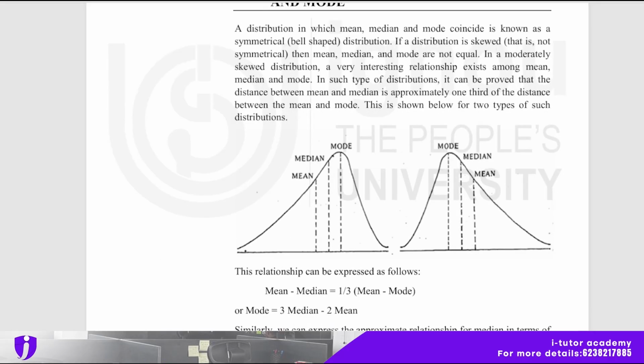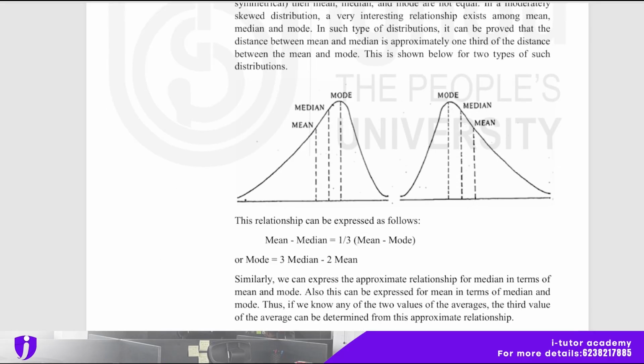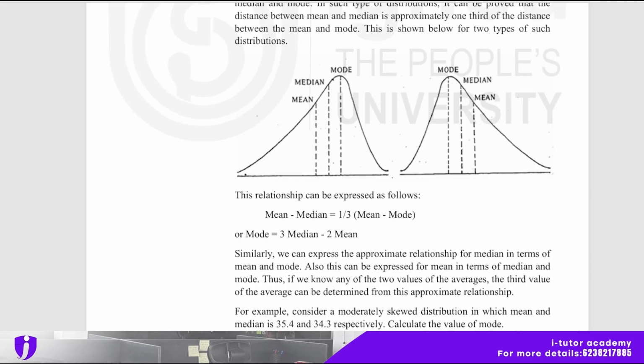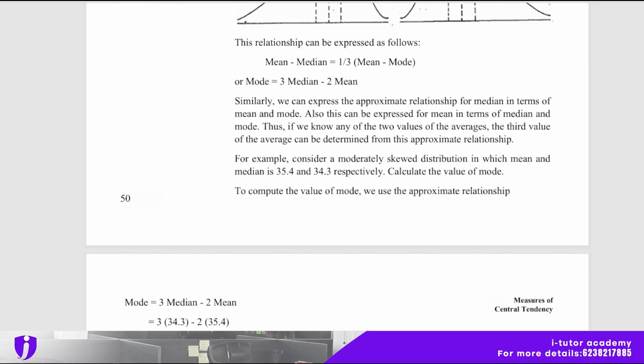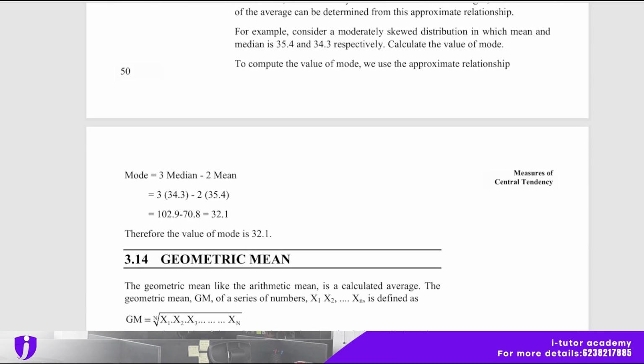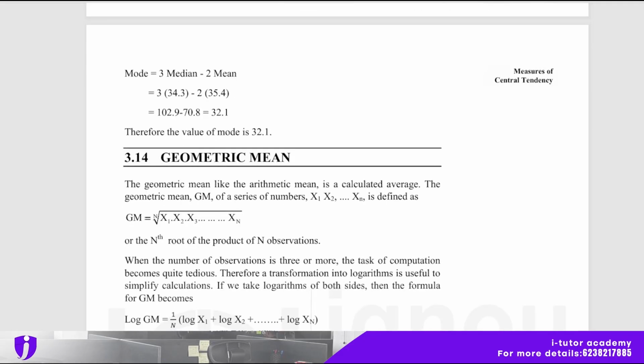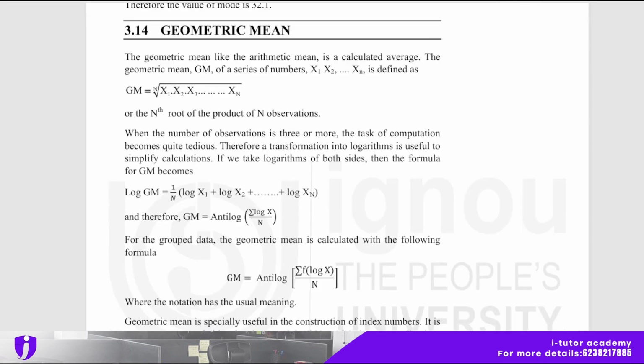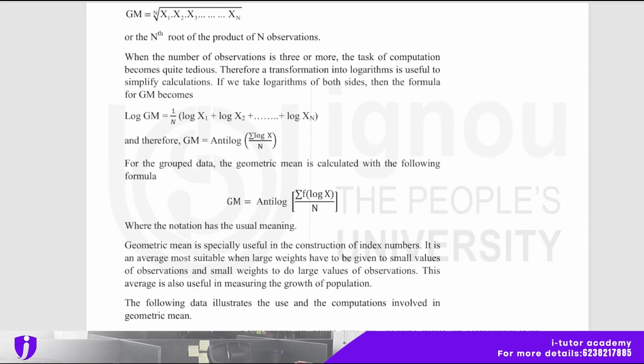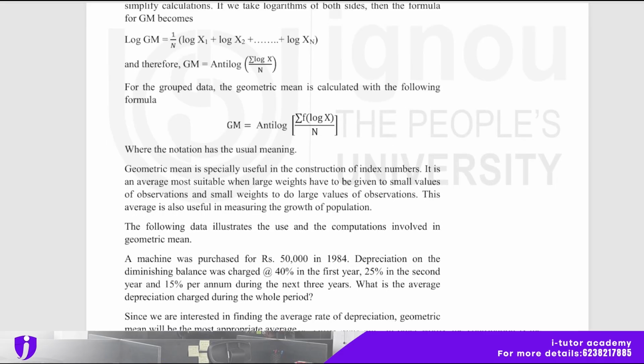This is shown below for two types of such a distribution. So here are mean, median, mode in the figure. So this is the relationship. And geometric mean. The geometric mean, like the arithmetic mean, is a calculated average. The geometric mean, represented as GM, of a series of numbers x1, x2, up to xn is defined as GM is equal to like this. This is the formula for GM, where the notation has the usual meaning.